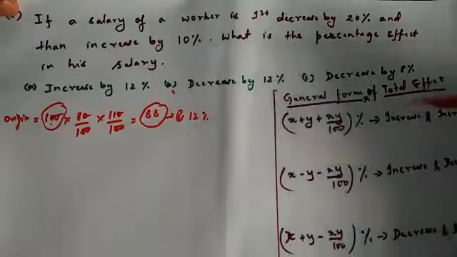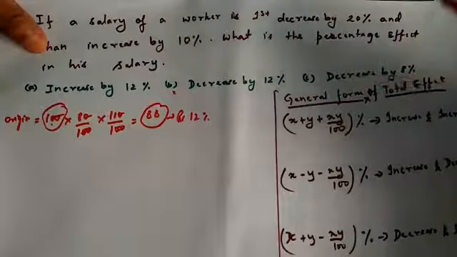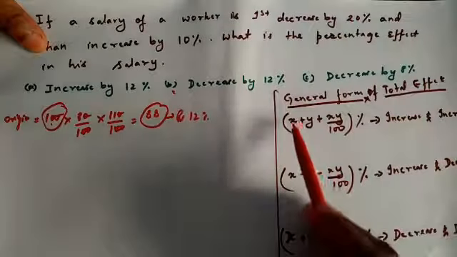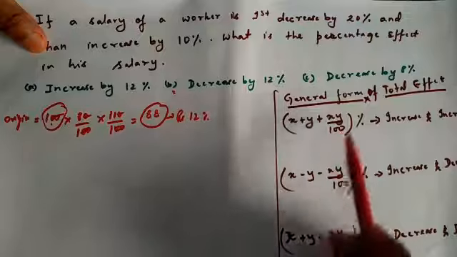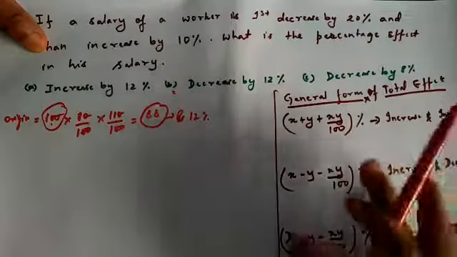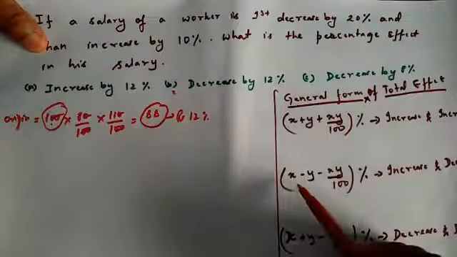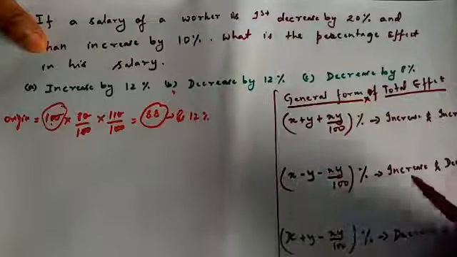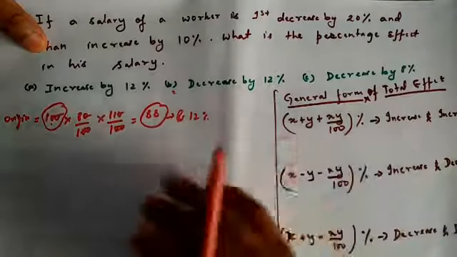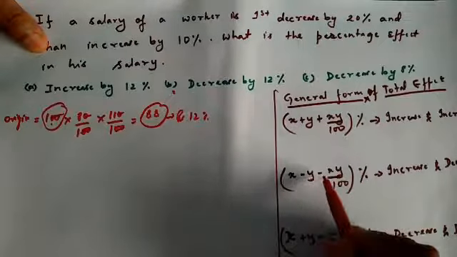The general form of the total effect on a salary, whether it increases or decreases: if there is an increase and an increase, the formula is x plus y plus xy by 100. Where there is an increase and a decrease, we apply x minus y minus xy divided by 100.